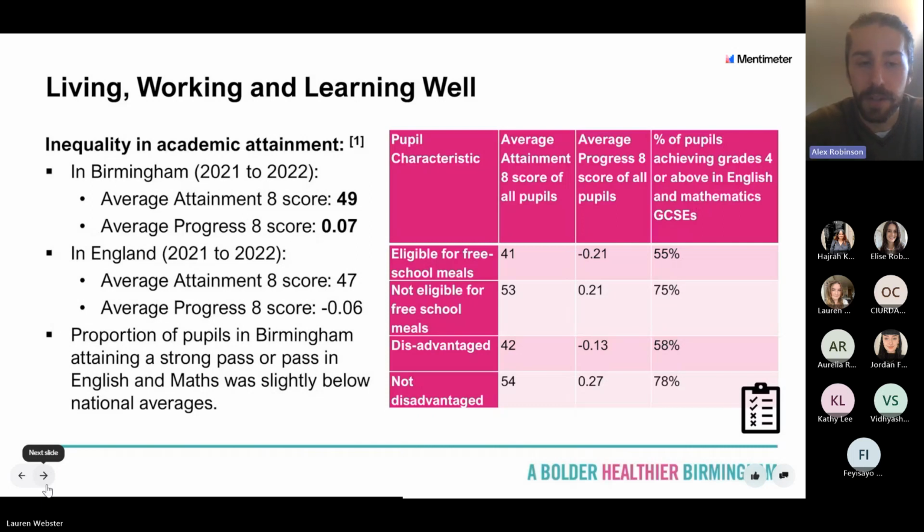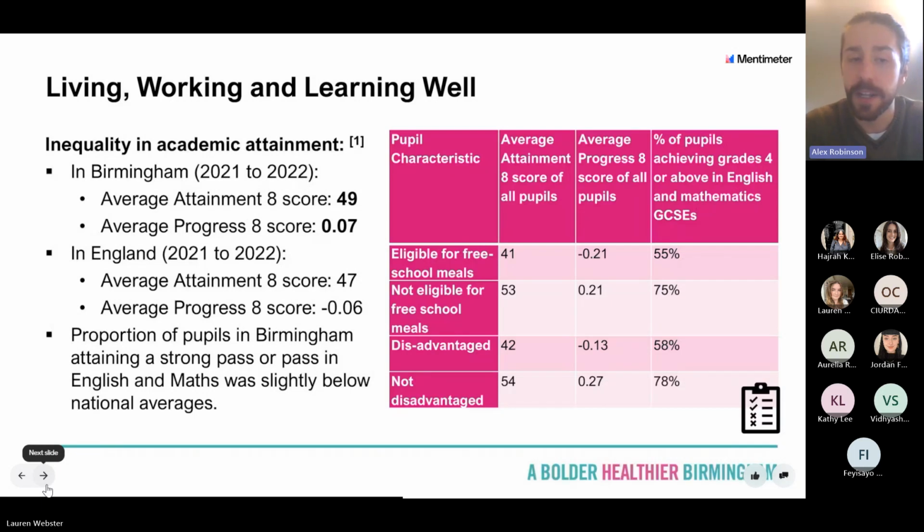But Attainment 8 was also shown to be affected by socioeconomic factors. For example, the score for those who were eligible for free school meals in Birmingham was 41, compared to 53 for those who were not eligible for free school meals. So there's a significant difference there. And the score was 42 for those who were considered disadvantaged. And the definition of disadvantaged there was either being eligible for free school meals or being part of the post looked after agreement, which is people who had been in care, guardianship, adoption, or some other arrangement with child social services. And that 42 compared to 54 who were not considered disadvantaged. So again, that shows a massive impact of different socioeconomic factors on Attainment 8 scores.